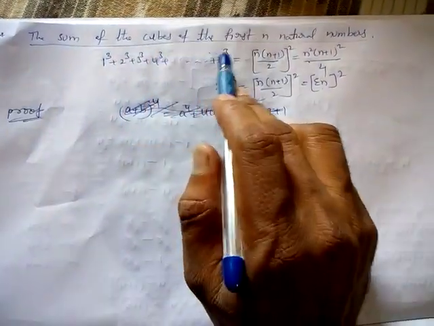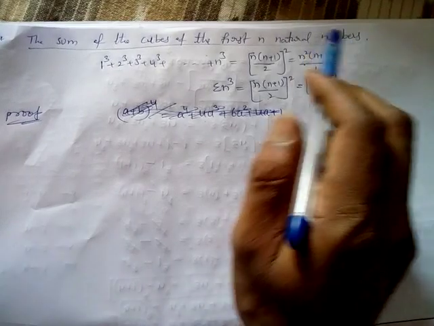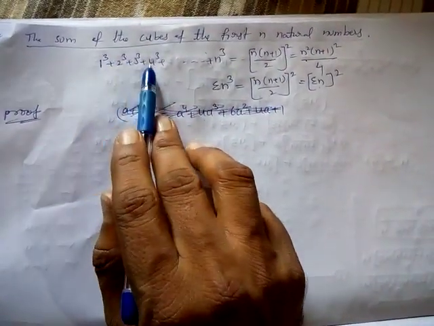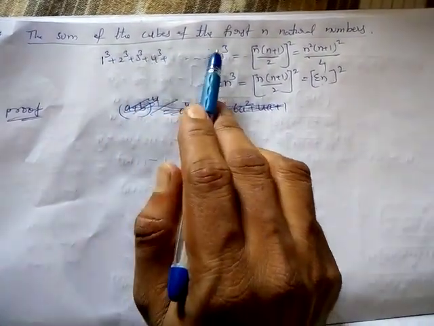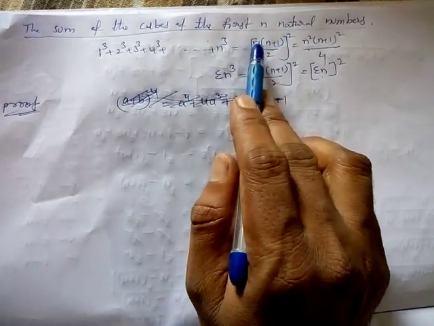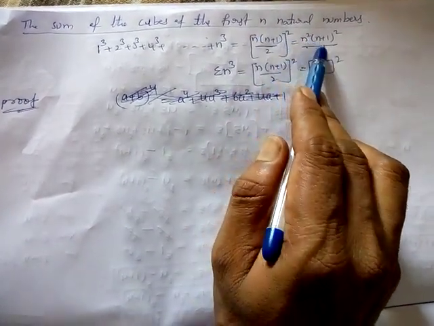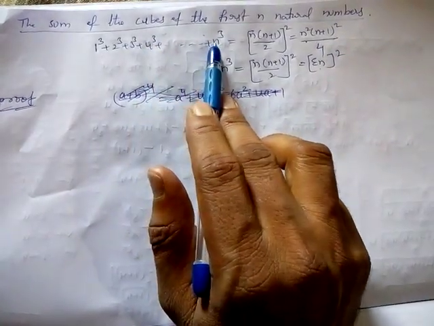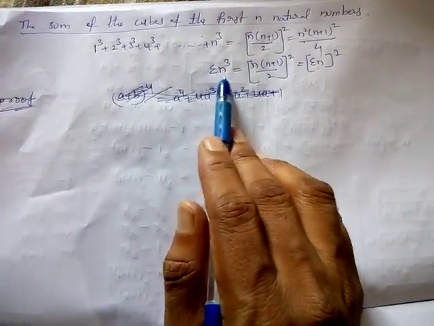The sum of the cubes of the first n natural numbers: 1 cube plus 2 cube plus 3 cube plus 4 cube and so on, up to n cube, is equal to [n(n+1)/2] whole square, or n square into (n+1) whole square by 4. So the sum of the cubes of the first n natural numbers is denoted by sigma n cube.